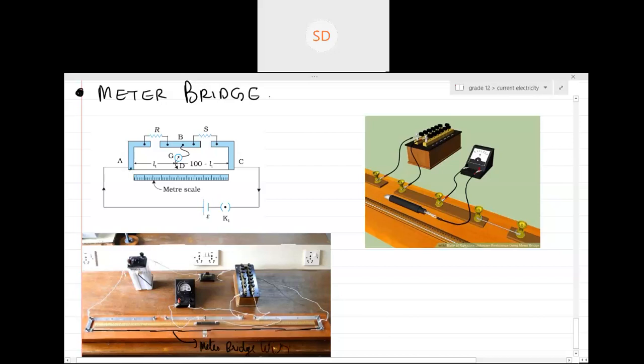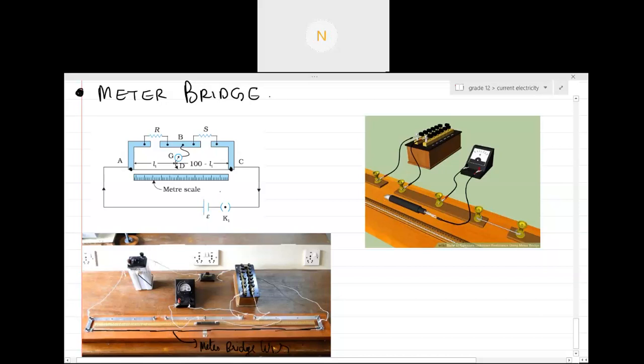Can you see over here from A to C? There is one wire. Yes or no? That wire is basically the meter bridge wire. Can you see this white one going over the scale in the second picture? Basically, this is your meter bridge wire.